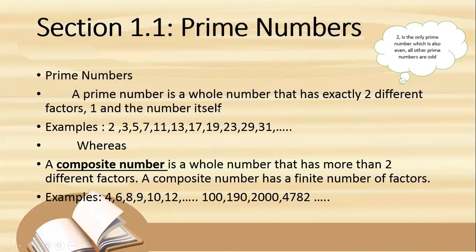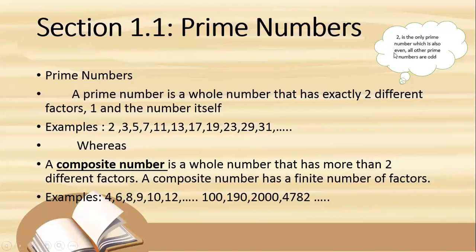Now, a prime number is a whole number that has exactly two different factors, the number one and the number itself. It means that all these prime numbers have only two factors. Either they are divisible by the number 1 or they are divisible by the number itself. For example, number 2 is only divisible by the number 1 and the number 2 itself. Similarly, the number 11 is only divisible by the number 1 and the number 11 itself, and so on for all the other numbers.